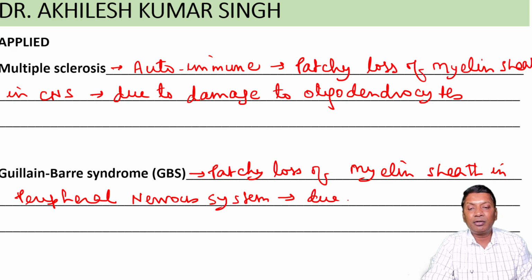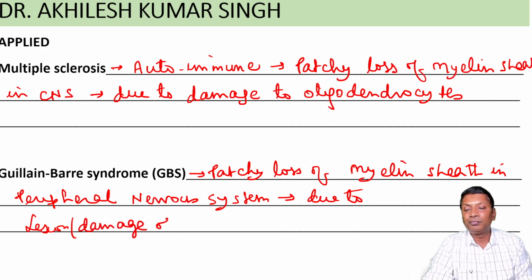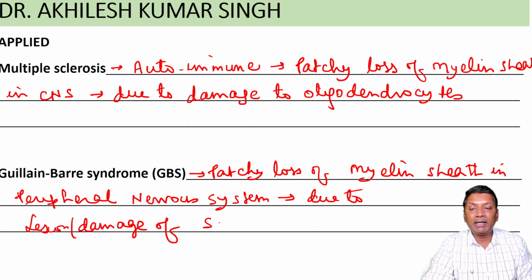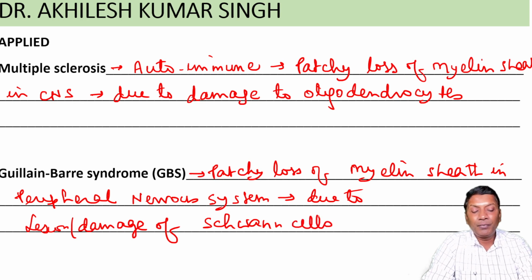So this is due to lesion or damage of the Schwann cells, because the Schwann cells, they will form the myelin sheath in the peripheral nervous system. So remember these two applied aspects on these neuroglial cells, right?